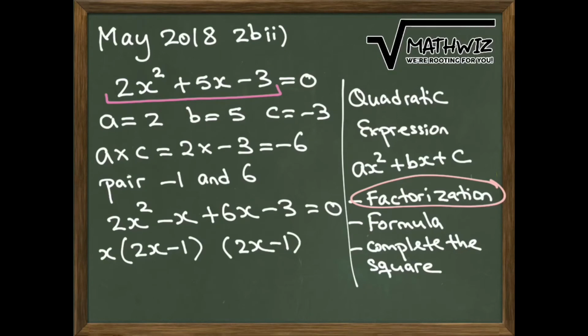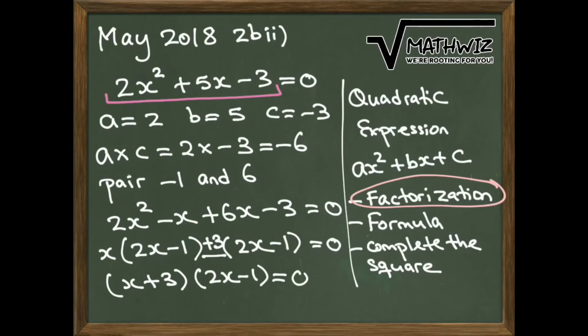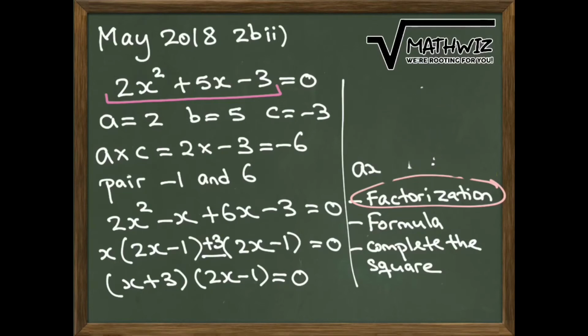Whatever goes in the first bracket goes in the second one. Then we figure out what goes in front of the second bracket, which you can do all the work to see that it would be positive 3. So in the end, we would have x plus 3, 2x minus 1. Of course, if your teacher has already taught you another way, you don't have to do it my way. Just go ahead and factorize it how you know best.